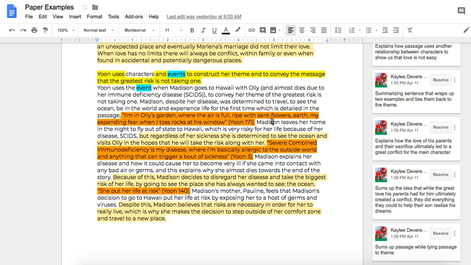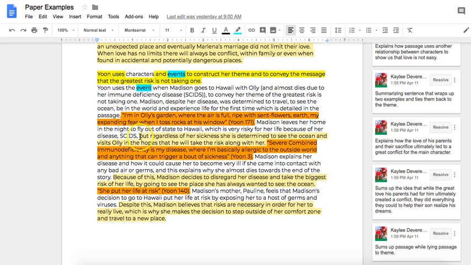So the trap a lot of people fall into is that all they provide after a passage is a summary of the passage. What you need to do is explain how this passage highlights an event that happened that then shows us your theme, okay? So let's see how she does this.